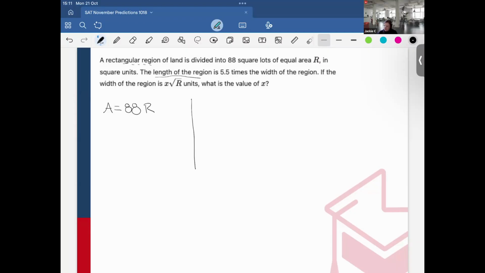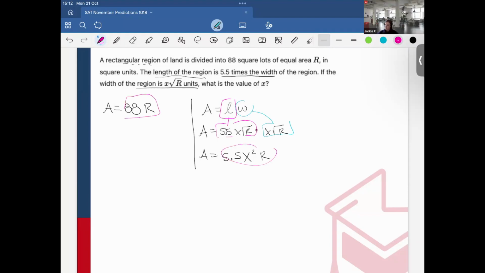And it also says that the length of the rectangular region, the way I'm doing length times width, is 5.5 times the width. So the length would be 5.5 multiplied by x root r, because that's what the width is, multiplied by the width, which is x root r. So you see this would be my length and my width, it's x root r. So simplified, this would be 5.5 x squared times r. And then I have two formulas, therefore I can set them equal to each other. So this would just be 88r is equal to 5.5 x squared r.